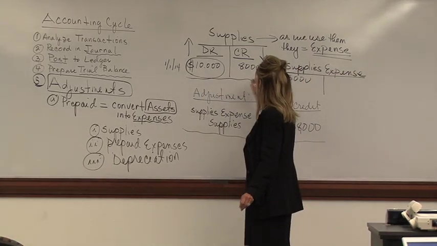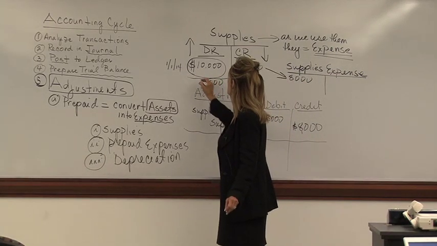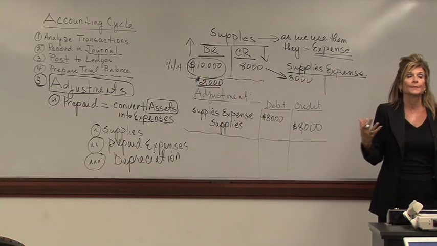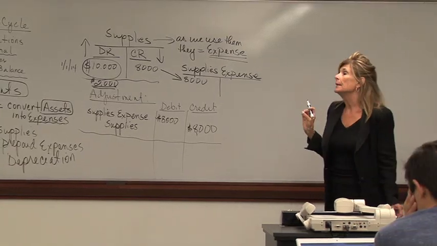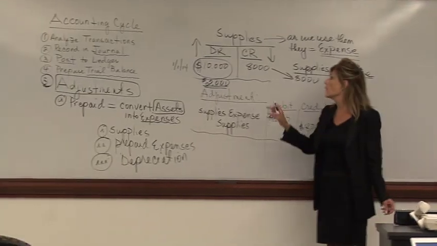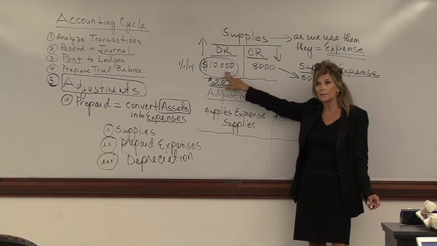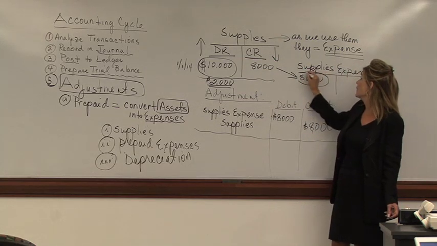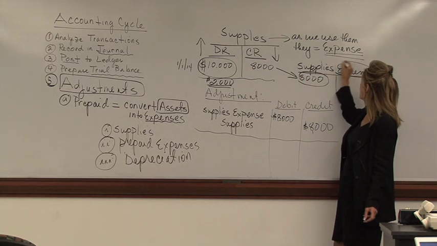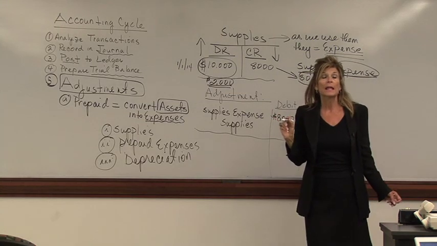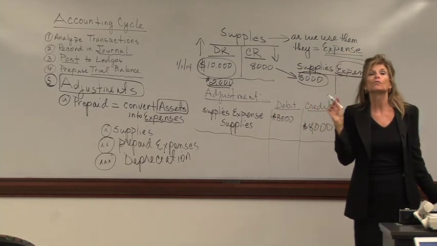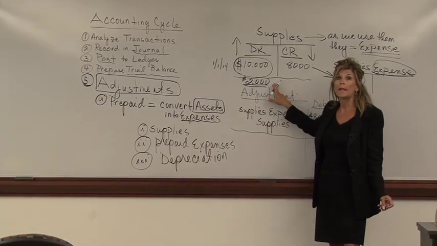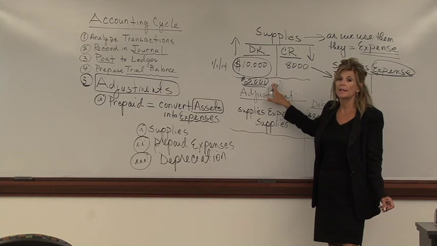What would remain in our asset supplies ledger would be the $2,000 worth of supplies we still have. What does that mean? We are still accounting for the original $10,000 we spent on supplies. But now, $8,000 of those costs will be reported on the income statement as a deduction from revenue. And only $2,000 will remain on the balance sheet as an asset.